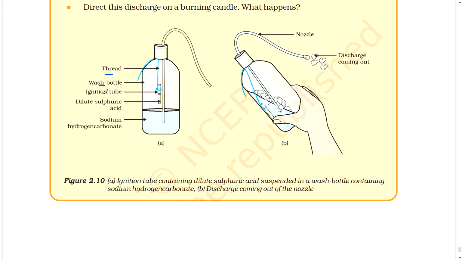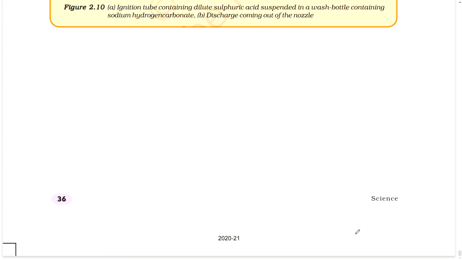Figure: an ignition tube containing dilute sulfuric acid suspended in a wash bottle containing sodium hydrogen carbonate. Thread, wash bottle, ignition tube, dilute sulfuric acid, sodium hydrogen carbonate. Discharge coming out of the nozzle. Do this and comment this.